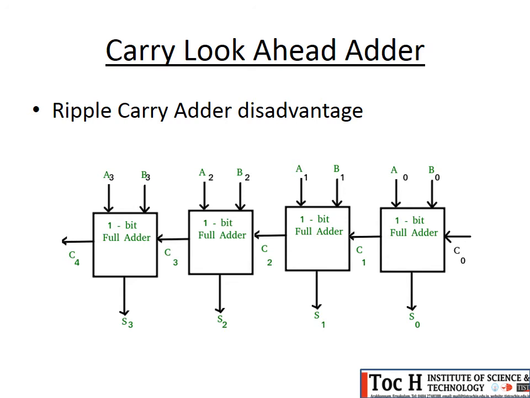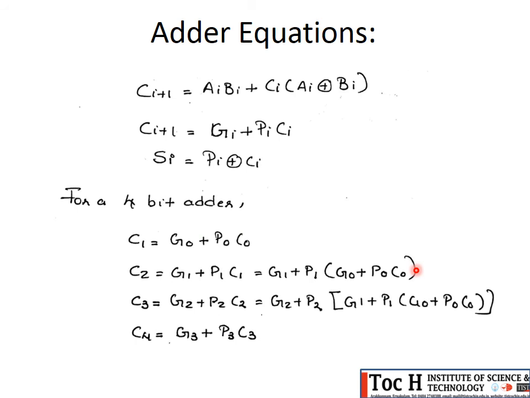In CLA, that is the carry look ahead adder, this carry propagation delay is reduced. For that you need to recollect our carry out equations of the full adder. We had the expression for carry out, represented here as Ci plus 1, the input carry for the next block: Ai bi plus Ci into Ai XOR bi. And we had 2 intermediate signals, generate and propagate. What is the expression for generate?